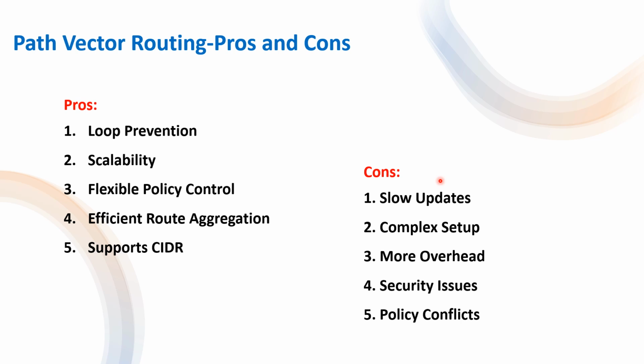Similarly, the cons of path vector routing are slow updates. It takes time to adjust when network changes happen, which can slow down routing. Configuring it is complicated, requiring careful planning and management. It needs more processing power to handle detailed path information. In the aspect of security, it is vulnerable to attacks like route hijacking if it is not properly secured. Different network policies can lead to inefficient routing in the case of path vector routing.